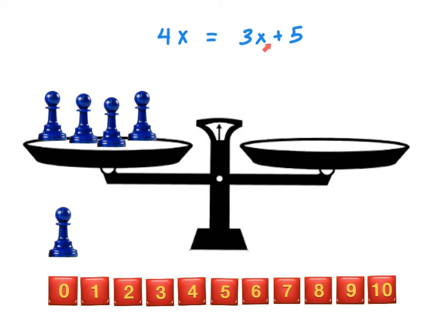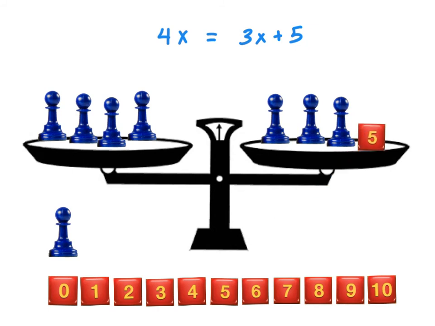So on the right-hand side we have 3x plus 5, which means we want 3 x-men plus the number 5. Notice that there's a plus in between when we want to add a number cube. So now that we have our equation set up, we can use trial and error to solve.